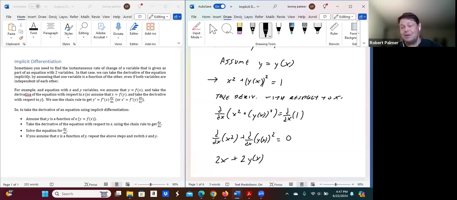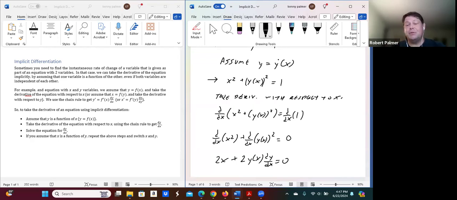Then times the derivative of y of x, we're going to call it, because we don't know exactly what y is, how it's necessarily related to x. We just know, though, that using the chain rule, the derivative of y itself is going to be dy over dx, and this is equal to 0.